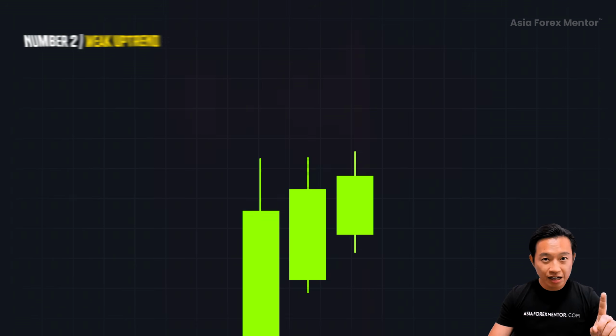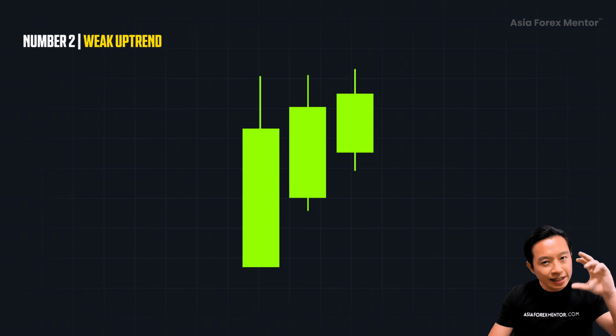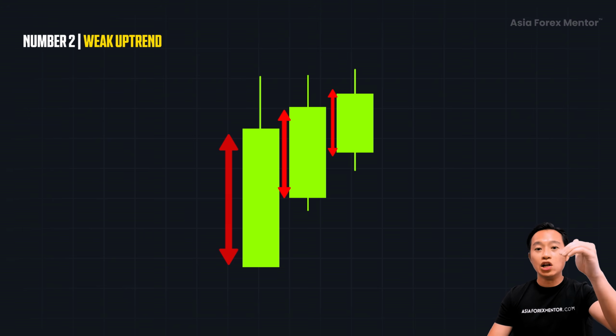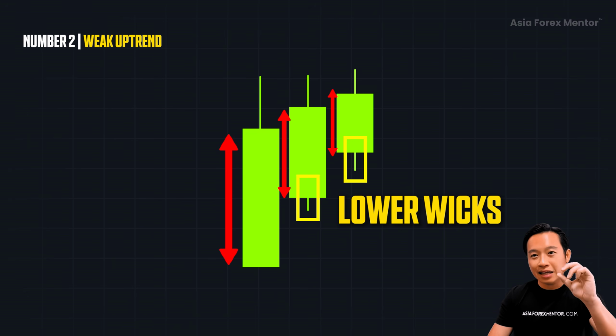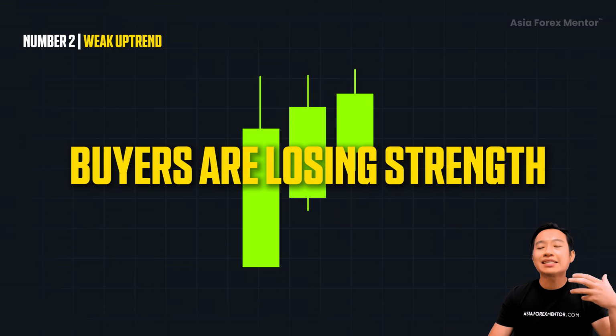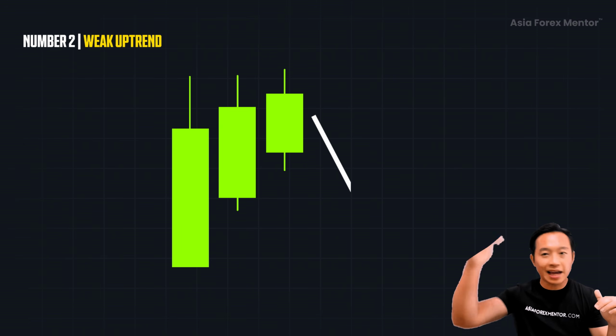Now, next. When the uptrend starts to weaken, here's the thing. The candles start to get smaller. Sometimes they even show lower wicks. So the candles start to get smaller and lower wicks may start to appear. This means the buyers are now losing strength. And this also means that the trend may pause, the trend may retrace, or the trend may entirely reverse.